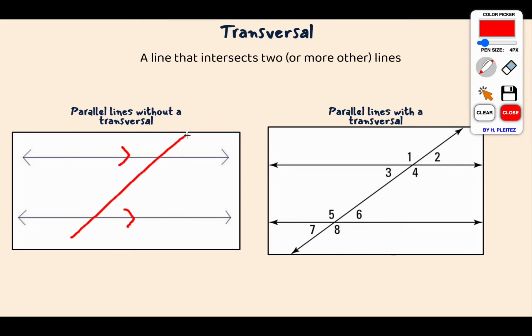That line can go in any direction. So you might have a transversal that looks like this, you might have a transversal that looks like this, you might have a transversal that goes straight down. So just be aware of the different types of transversals that you might have.